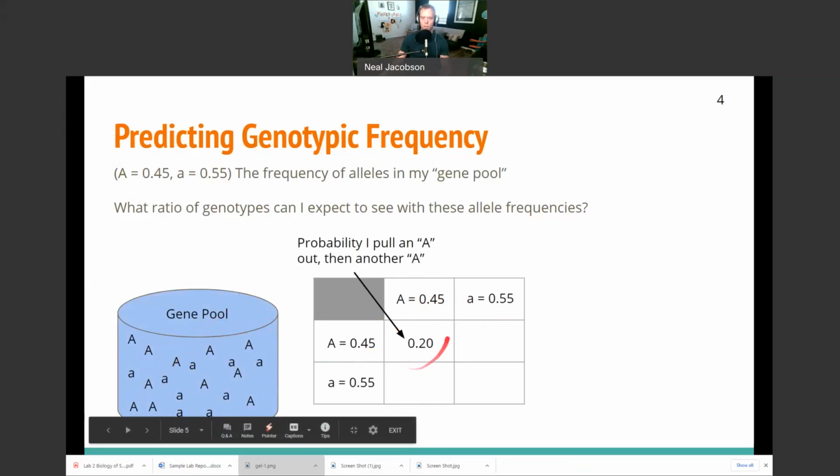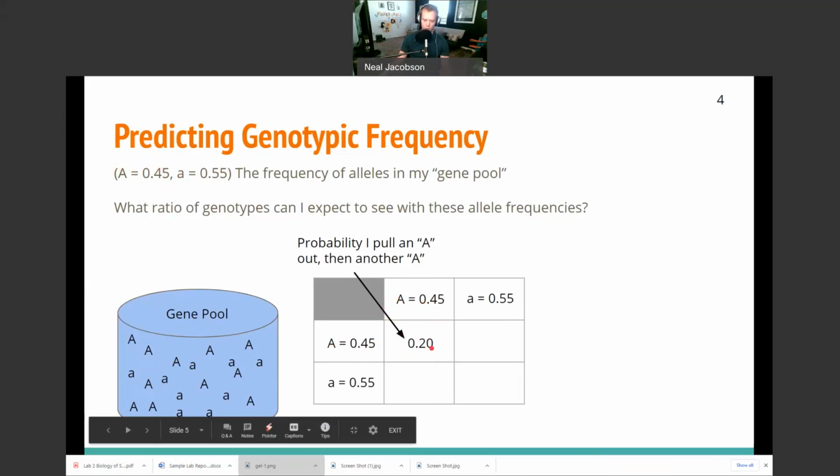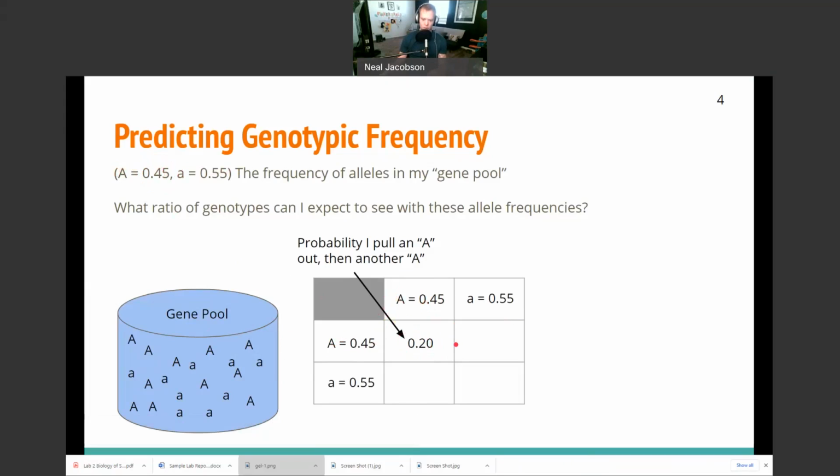That's the probability. So you can think about it kind of like a coin flip, right? Big A is like heads, little a is like tails. If the coin is weighted and I'm going to flip it and get big A 0.45 or 45% of the time, what's the probability that I flip it twice and I get heads both times? That's how probabilities work.